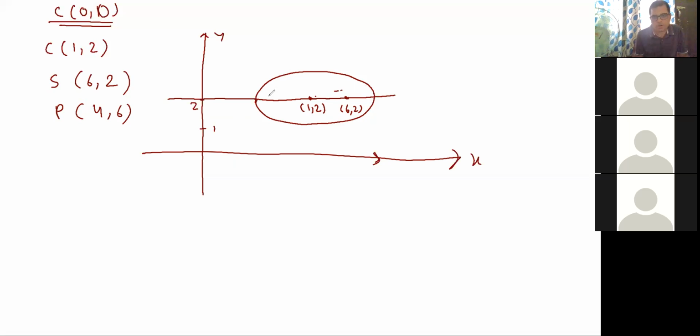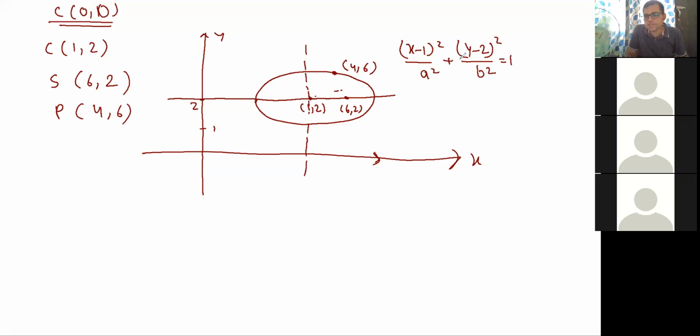Then it passes through 4,6. So there is a point 4,6. It is somewhere here. It passes through this point 4,6. So you have to find the equation of the ellipse. Okay, so you know the center. अब ये तो क्लियर हो गया तुम्हारी इलिप्स की इक्वेशन कैसे बनेगी. x minus 1 whole square upon a square plus y minus 2 whole square upon b square is equal to 1. Okay, this will be the equation.